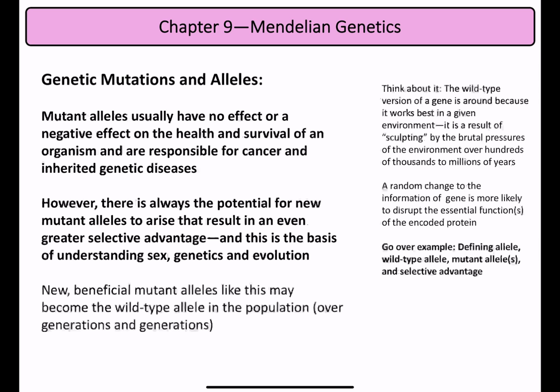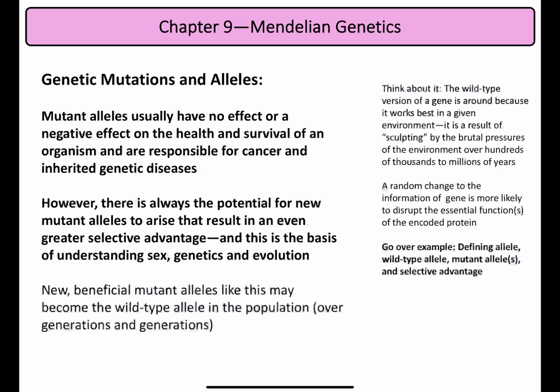So on the side, I say, think about this. The wild type version of a gene is around because it works best in a given environment. It's really a result of harsh sculpting by the brutal pressures of the environment over hundreds of thousands to millions of years, many, many generations. Okay? And I say harsh because all the other varieties are not there because they're not surviving and they're not reproducing. So the wild in the environment is very harsh and it picks off what doesn't work. That's evolution, by natural selection, that is.